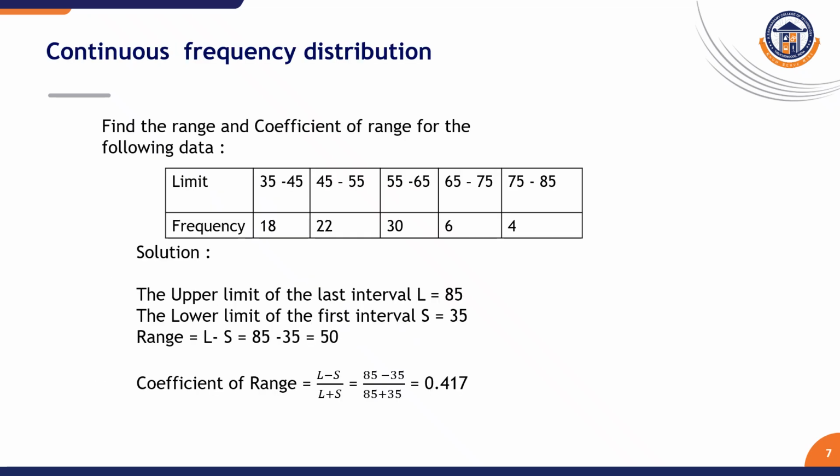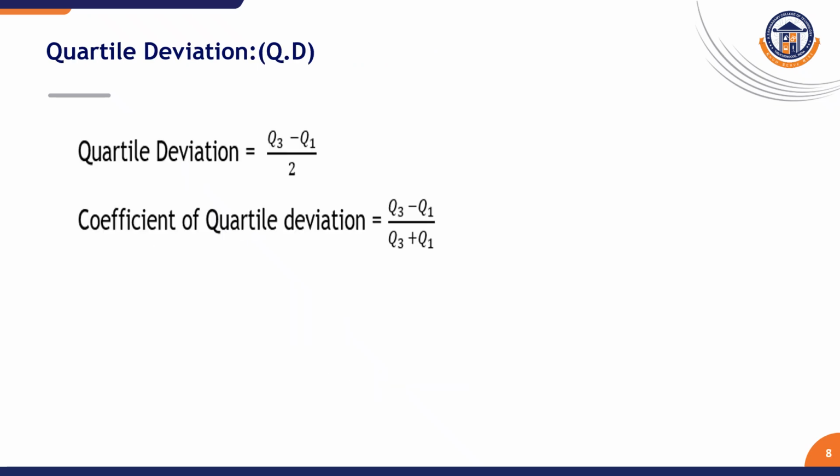Now let us see how to find the range and coefficient of range for the continuous frequency distribution. Now the limits are given and frequency is given. From this continuous frequency distribution, let us find the largest interval and the smallest interval. Then the difference between the largest and the smallest gives the range of the given distribution, and coefficient of range is as usual (L minus S) divided by (L plus S), that gives 0.417.